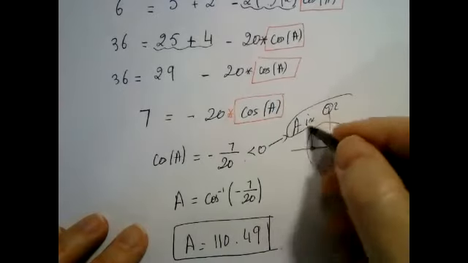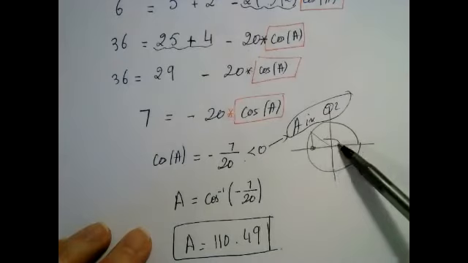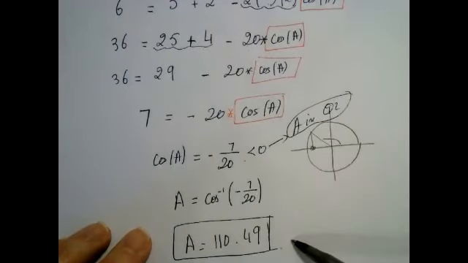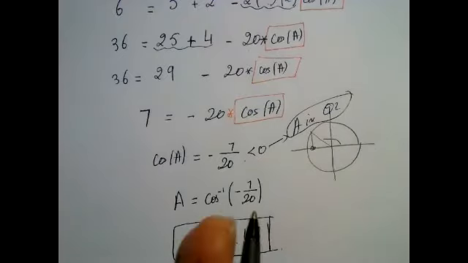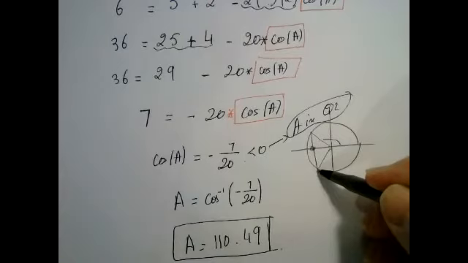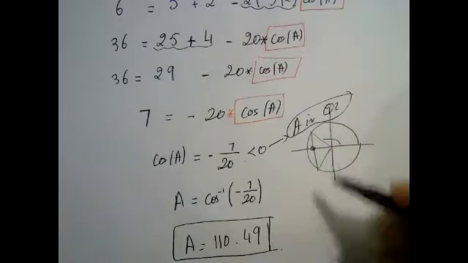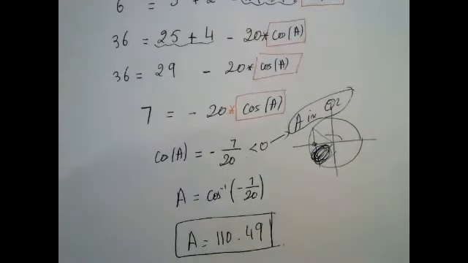So always ask yourself, what is my A? A is in the second quadrant, and it means it has to be more than 90 degrees. Your answer is 110, which makes sense. Since I'm working in a triangle, my angles are only between 0 and 180. I know there is another angle whose cosine is minus 7 over 20, but I'm only interested in angles between 0 and 180 because I'm working within a triangle.